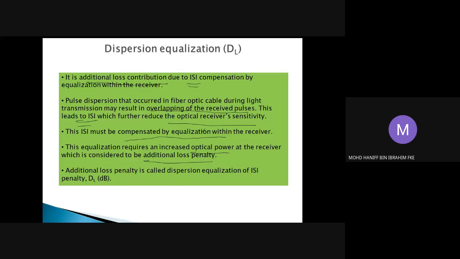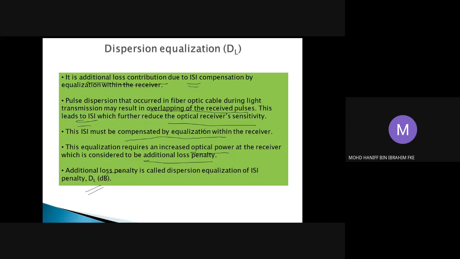But as long as we have dispersion in our fiber optics, this DL needs to be considered. So that is why we consider the loss penalty here to be known as the dispersion equalization of ISI, also known as DL, in dB units.